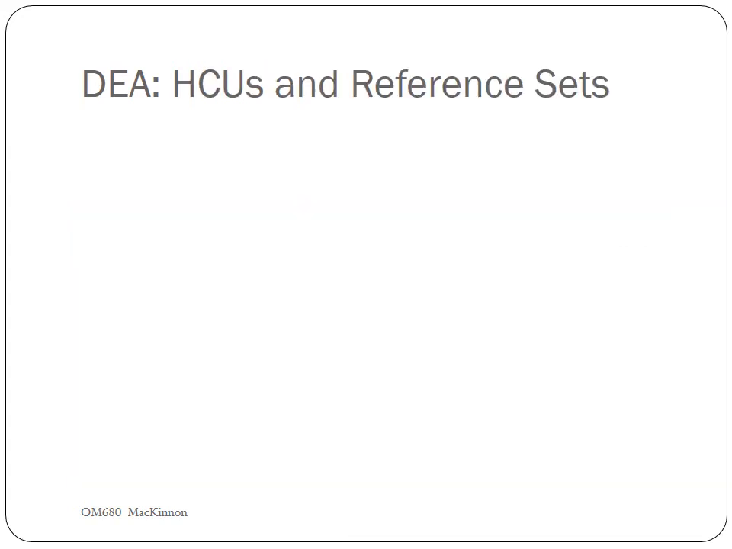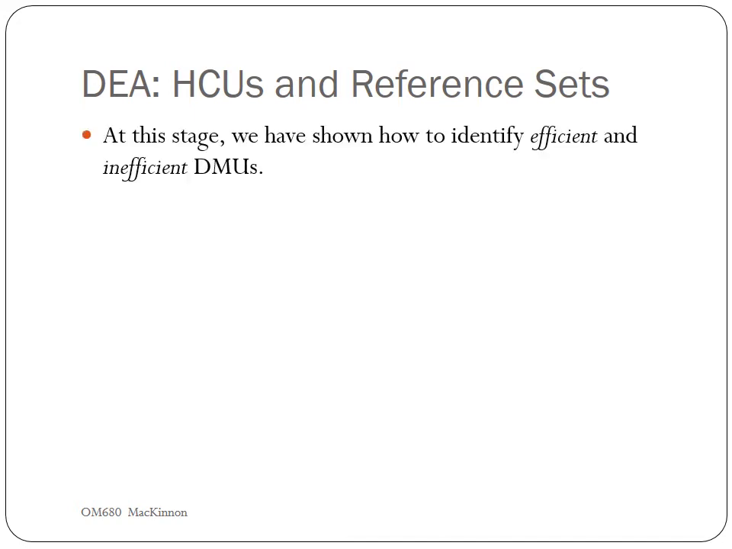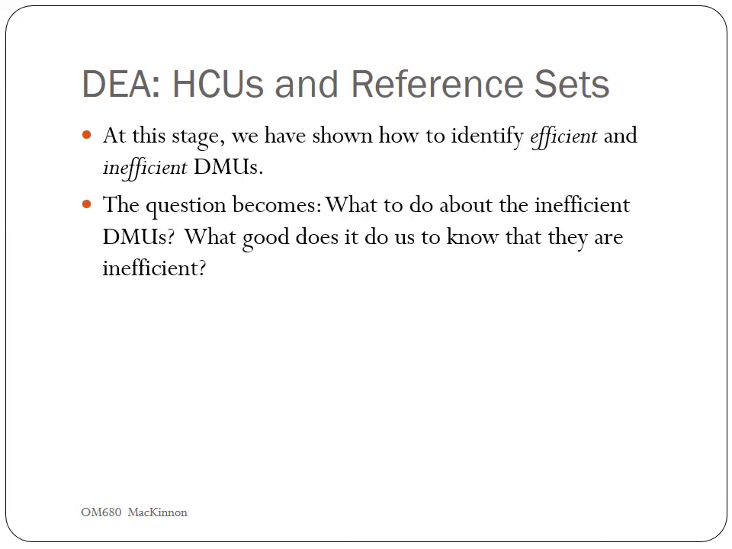Now, let's figure out what to do with hypothetical comparison units and reference sets. So far we have shown you how to identify efficient and inefficient DMUs. And so the question then is, what do we do about the inefficient DMUs? What good does it do us to know that they are inefficient?